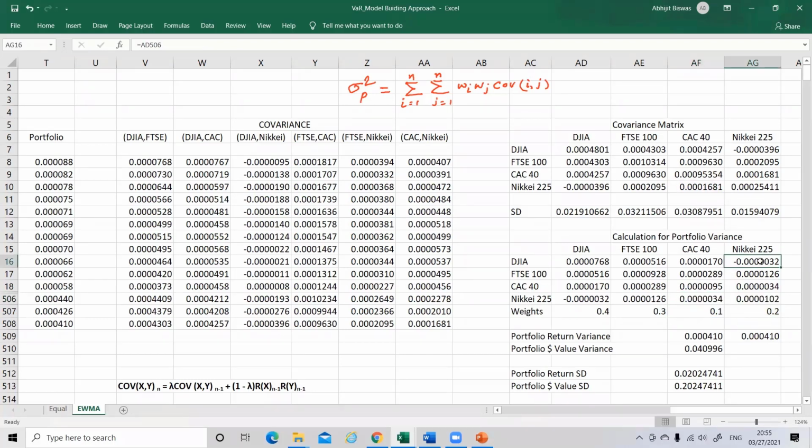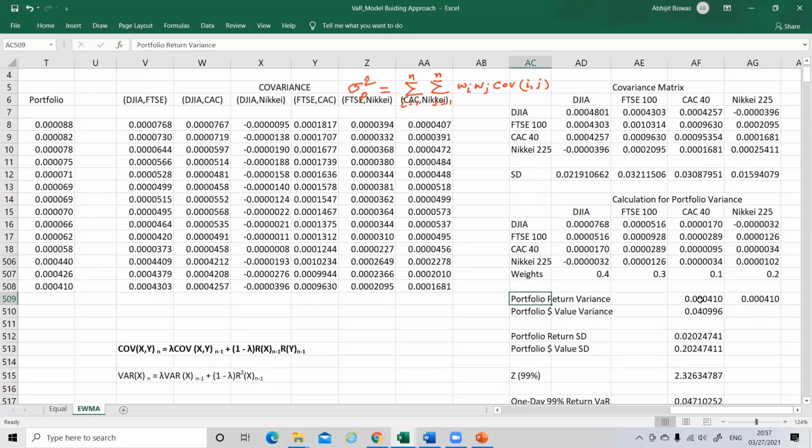Now let us quickly finish off the Nikkei's column. This is already calculated, so just type equals AD506. This is also already done, just type AE506. Come to the next one, this is also already done, so just type AF506. Last one: this is basically weight of Nikkei multiplied by weight of Nikkei into covariance between Nikkei and Nikkei, that is nothing but variance of Nikkei. So AG507 into AG507. Basically, you have to just add all of them.